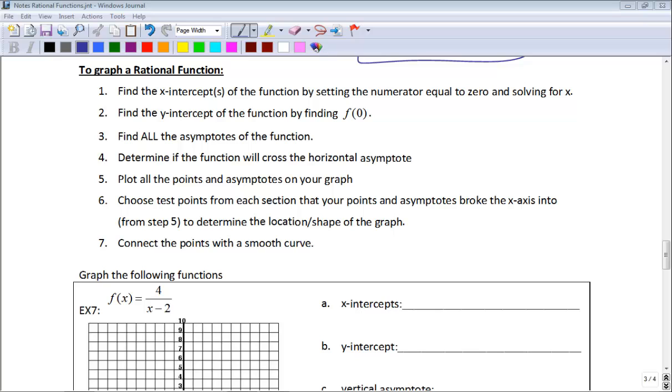Well, how do we actually go about graphing rational functions? These are the steps that we have to graph a rational function. The very first thing that we want to do is find all the x-intercepts. Well, how do you find x-intercepts? You set the numerator equal to 0 and solve for x.